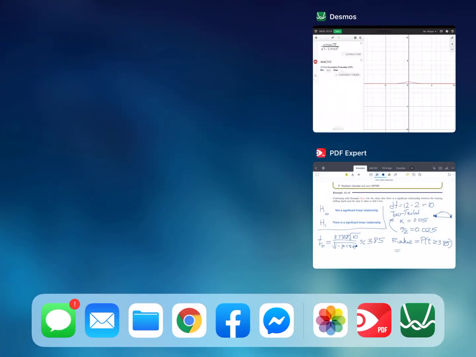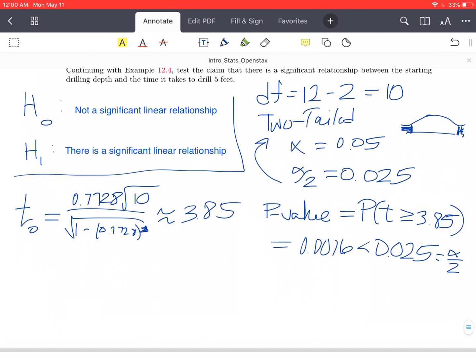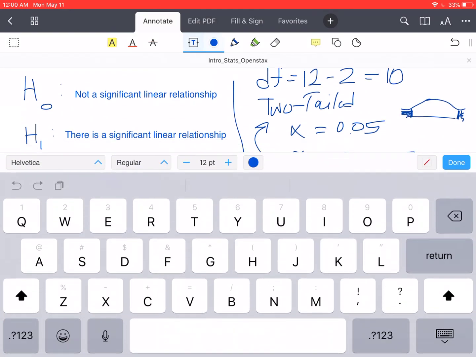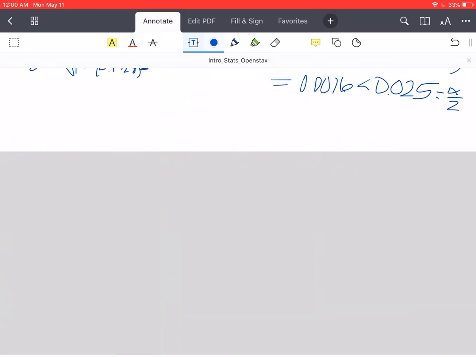So this is 0.0016. Compare that to the alpha over 2 value, and that is less than 0.025, which was alpha over 2. So what does that tell us? Well, if the p-value is smaller than the alpha value, then that tells us that we can reject the null hypothesis.